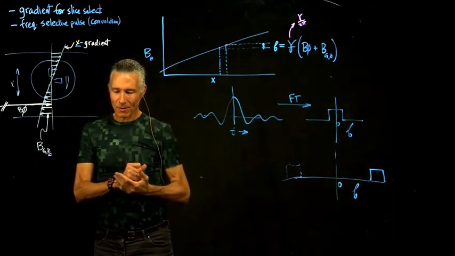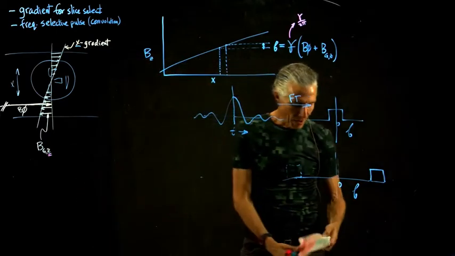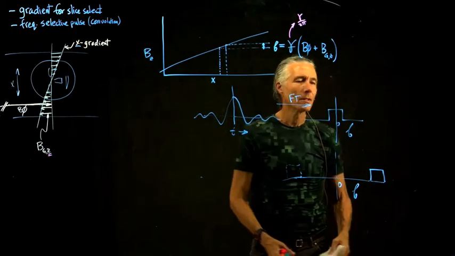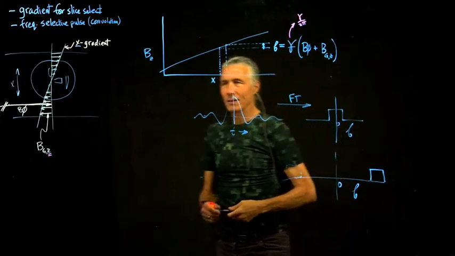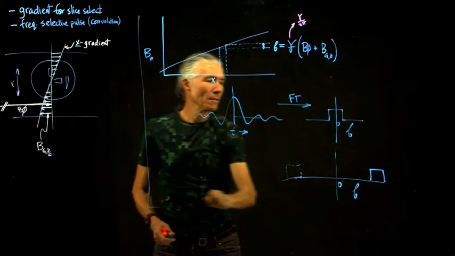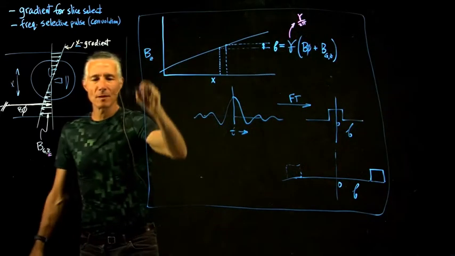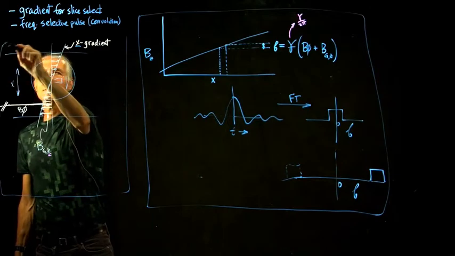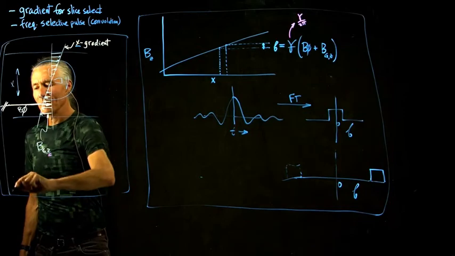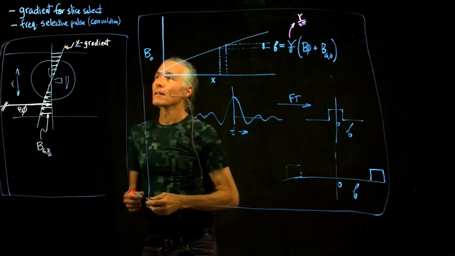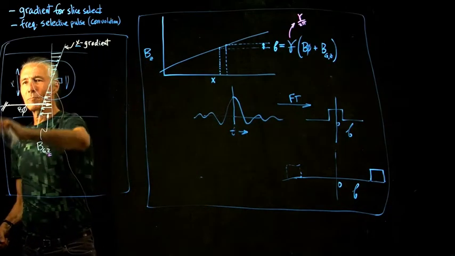Now, before we get into what that is, let's say a little bit about the gradient. One of the problems that might immediately come to your mind, before we talk about how to get that narrow band of frequencies: when we turn our gradient on, what does that do? Well, it messes up the phase of all the spins.